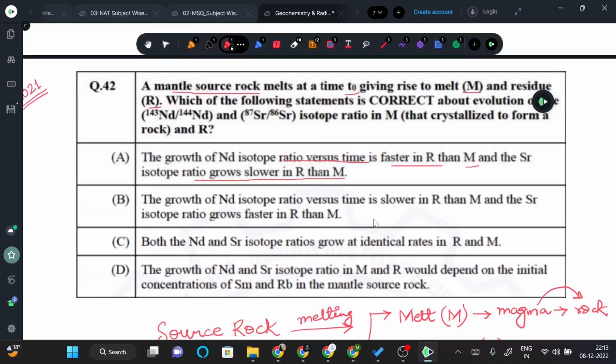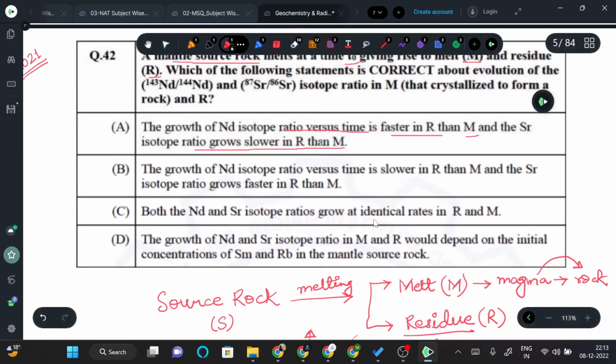So in this question, whatever we discussed so far, let's see if that helps in finding the right answer. It is asking which of the following statements is correct about the evolution of the Nd ratio and Sr ratio in the melt and the residue respectively. The first option is that the growth of the Nd isotope ratio versus time is faster in the residue than the melt, and the Sr isotope ratio is slower in the residue than the melt. What do you think about this option?